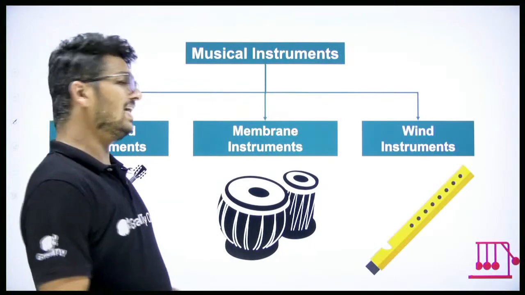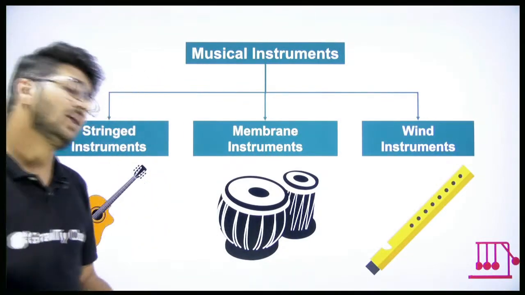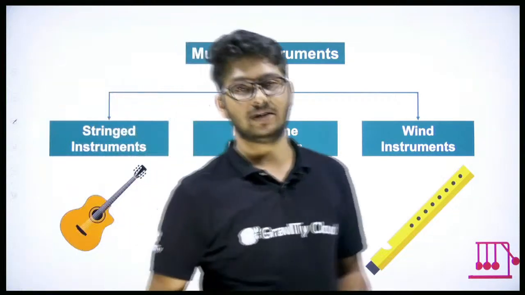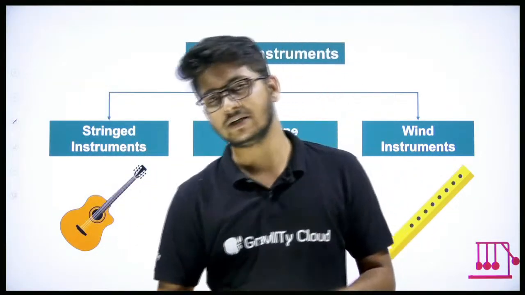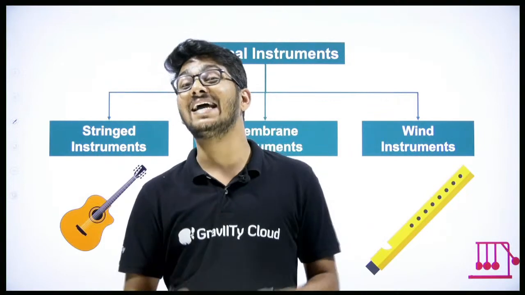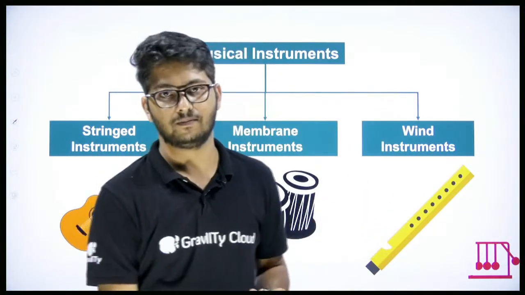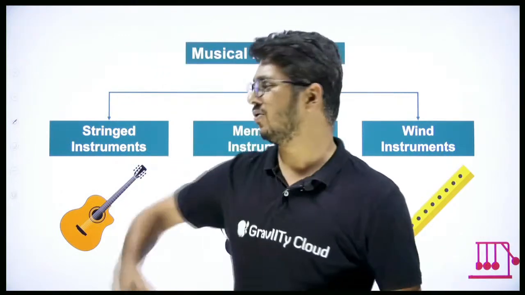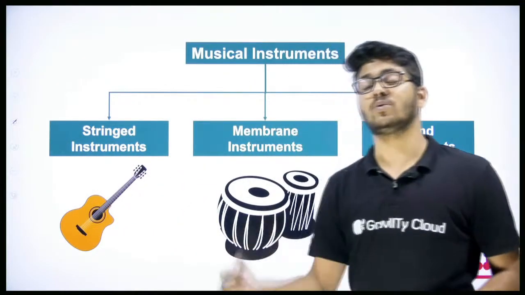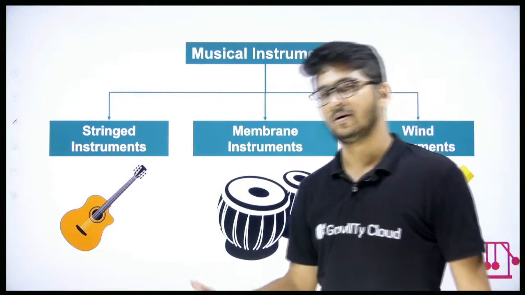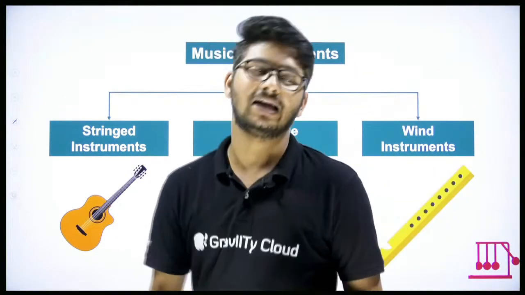Then we also have wind instruments. What are wind instruments? In wind instruments, air vibrates, hence wind. Simple example, flute. Okay, so we'll go into each and every one of them and we'll try to understand how they work. Got it? Okay, let's start.